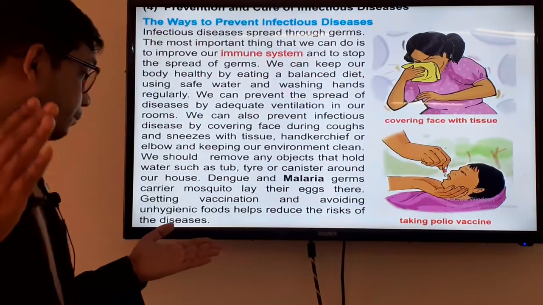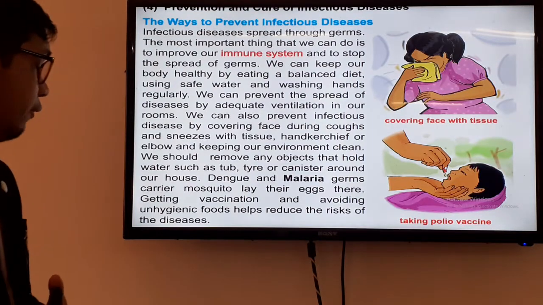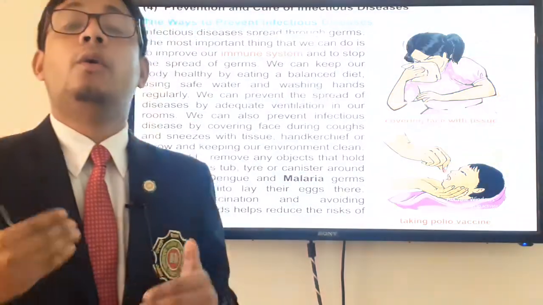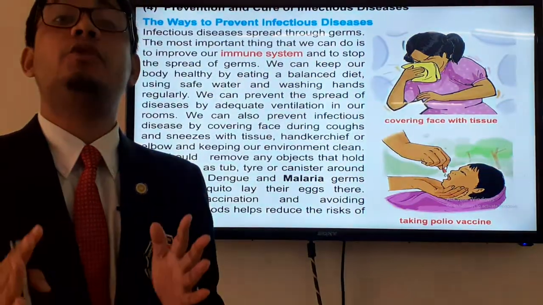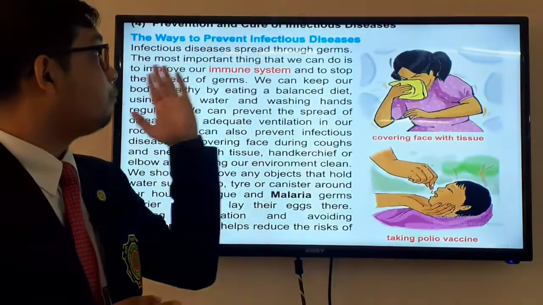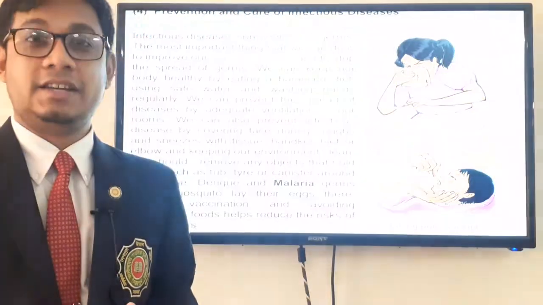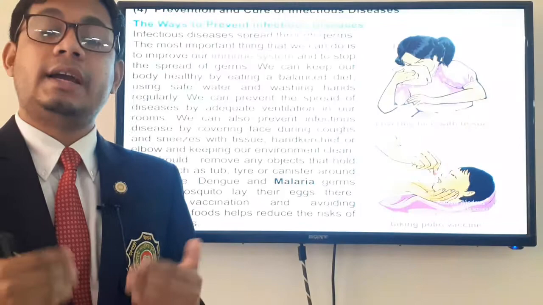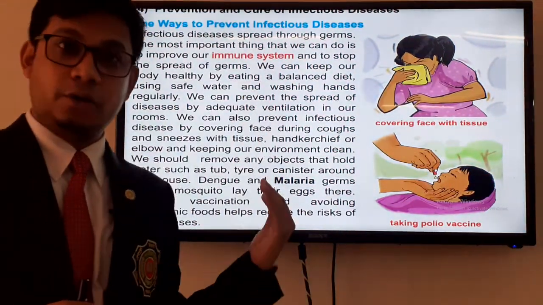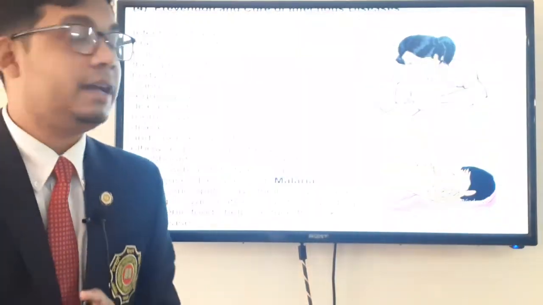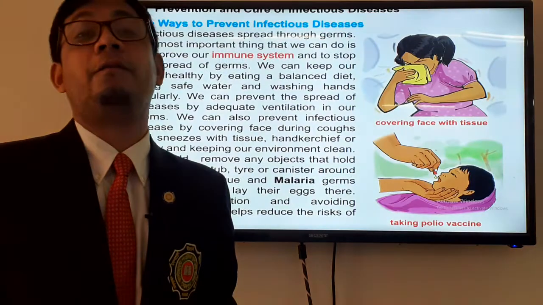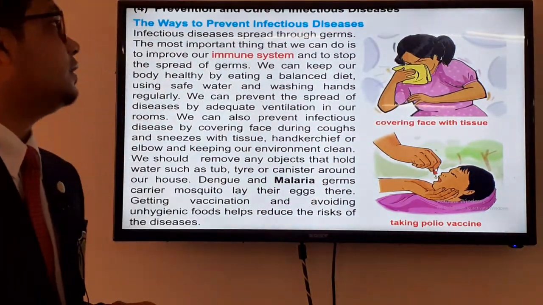Okay, so getting vaccination and avoiding unhygienic food helps reduce the risk of the disease. So what is the prevention that we can do to keep ourselves from being affected by infectious disease? We have to get vaccinated. If we get the vaccines at the proper time from our childhood, then we will be less affected by infectious disease, and it will reduce our risk of being affected by infectious diseases.